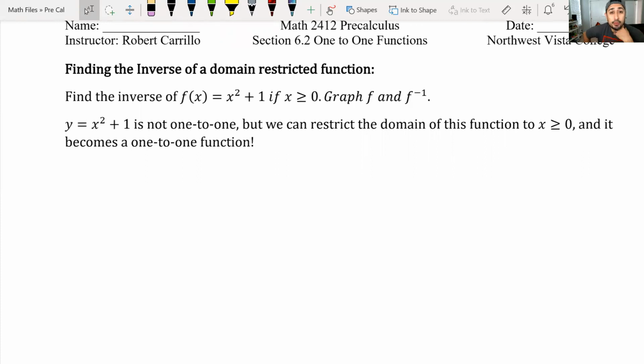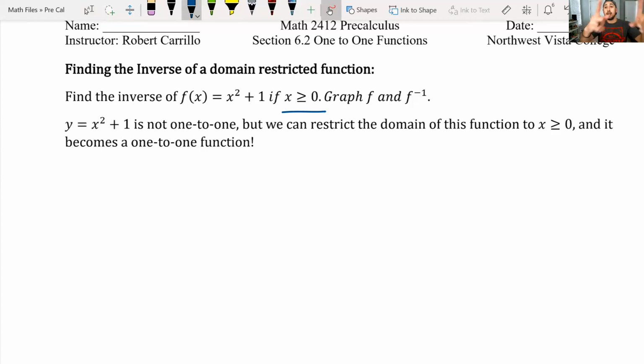And if we restrict any function's domain, we can make it have an inverse. So looking at the problem below, x squared plus 1, if we restrict its domain to x greater than or equal to 0, it will have an inverse. Crazy, right? This is how we can apply it to trig functions.